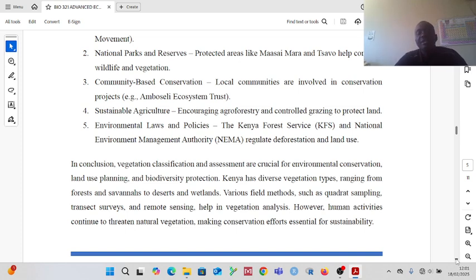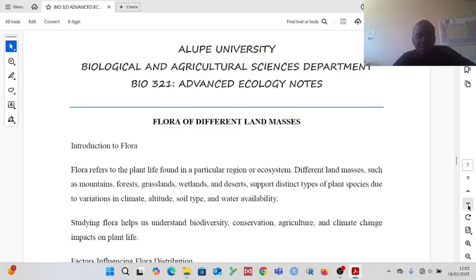But even as we try to study, analyze and classify the vegetation, the reality is that human activities are threatening our natural vegetation, and therefore we need to make deliberate efforts so that we can conserve this vegetation for the sake of sustainability. So we'll move on and look at something else.